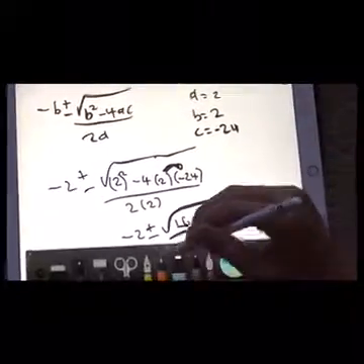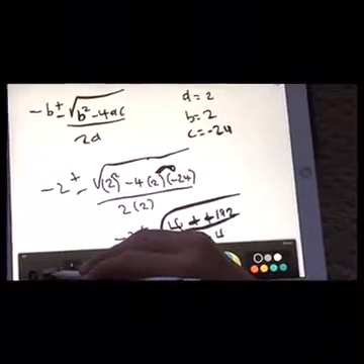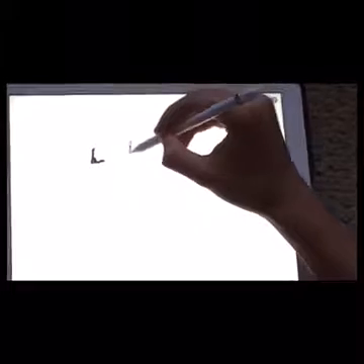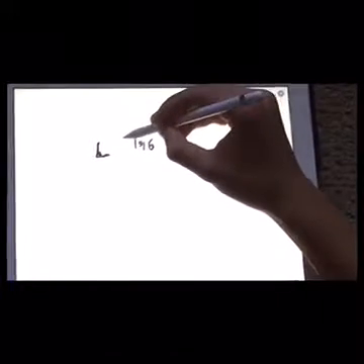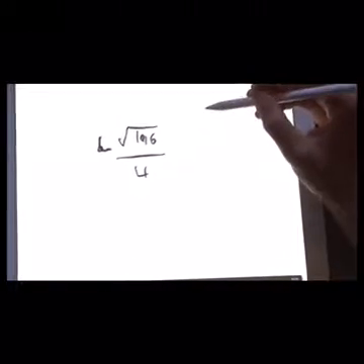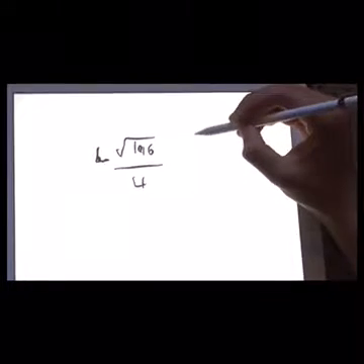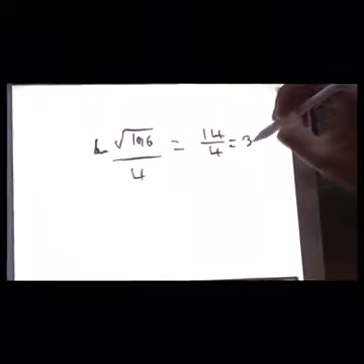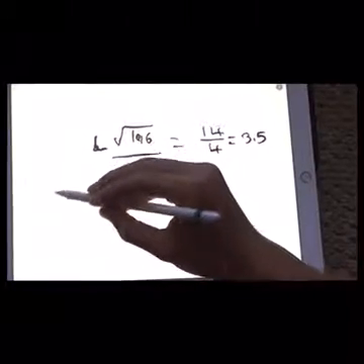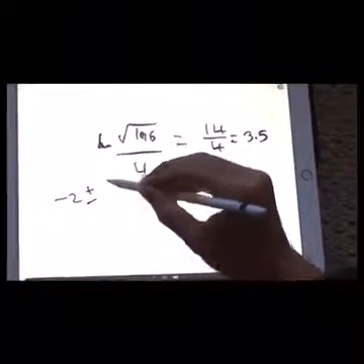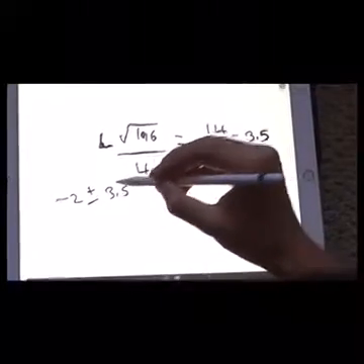So let me clear this real quick. So 196, you've got to get the square root of that and then divide that by 4. So the square root of 196 is 14. 14 divided by 4 is 3.5. And the opposite of b was negative 2. So negative 2 plus or minus 3.5 is what you need to do.